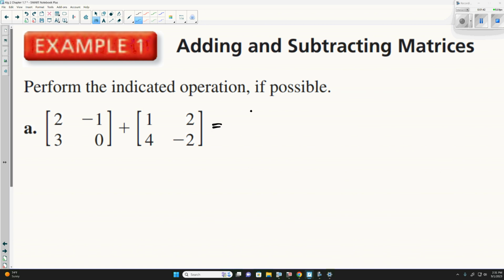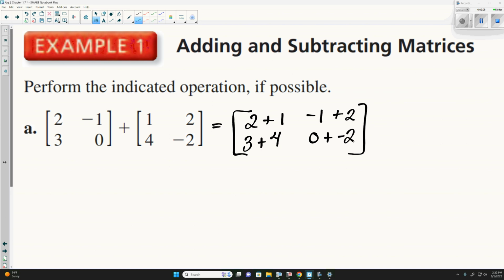So the first thing we're going to do is take the 2 from the first one and add it to the 1 of the second because they're corresponding. Next, we're going to take the -1 and add it to 2. Then we're going to take the 3 and add it to 4. And then we'll take 0 and add it to -2. So what is 2 plus 1? 3. -1 plus 2. 3 plus 4. 0 plus -2.